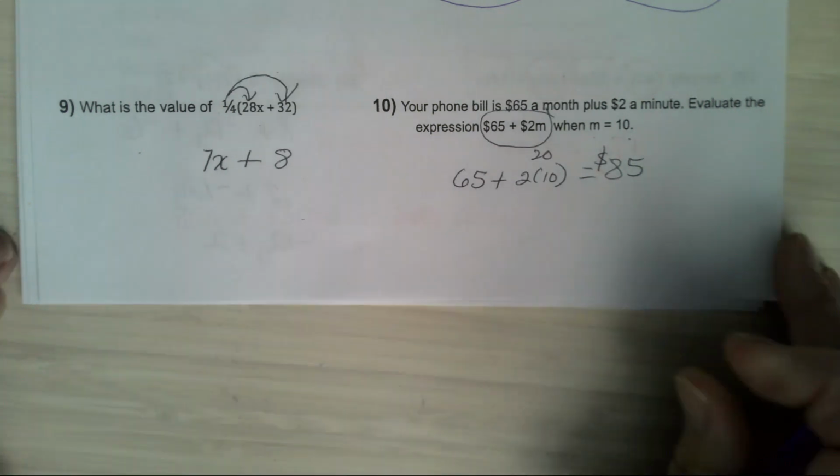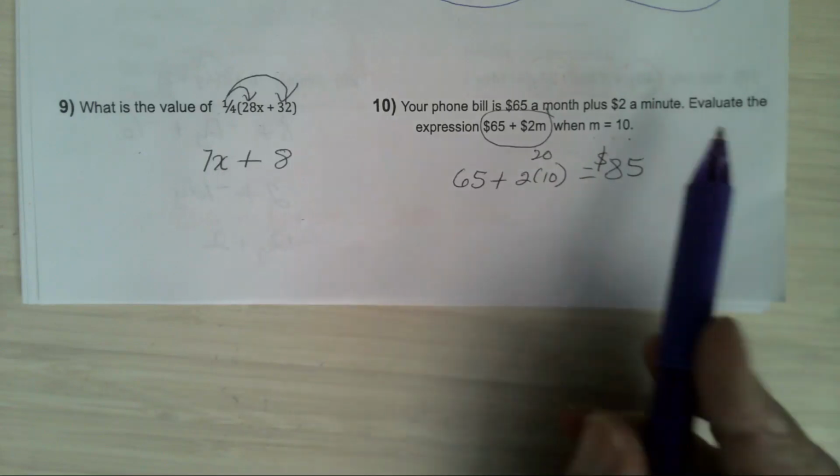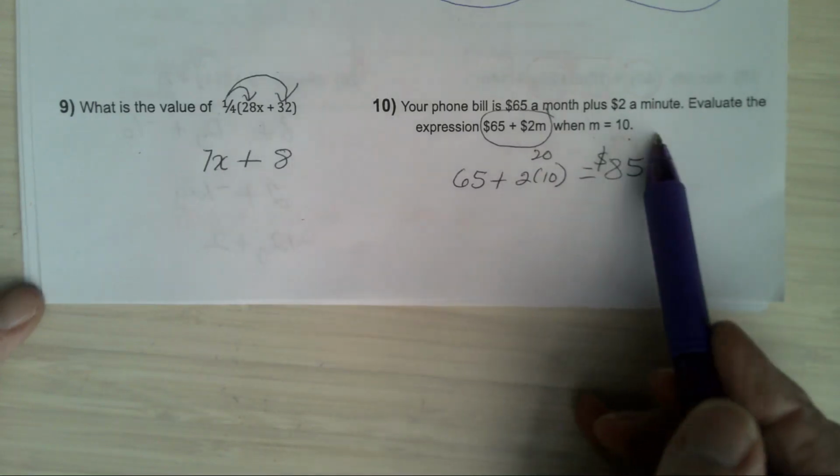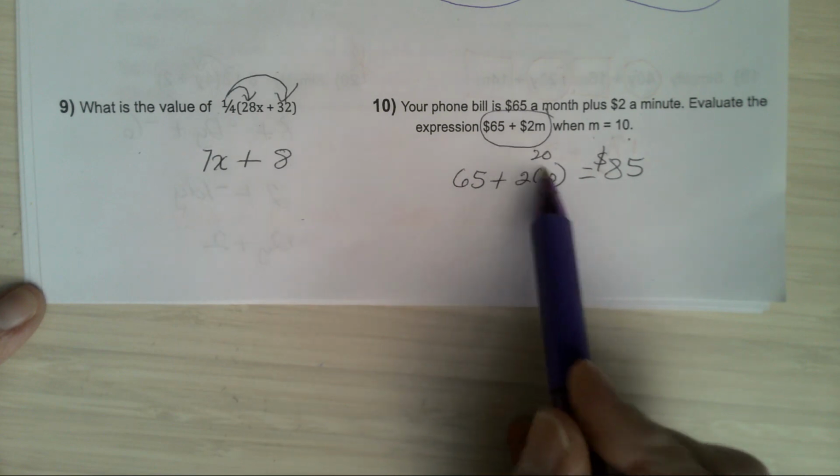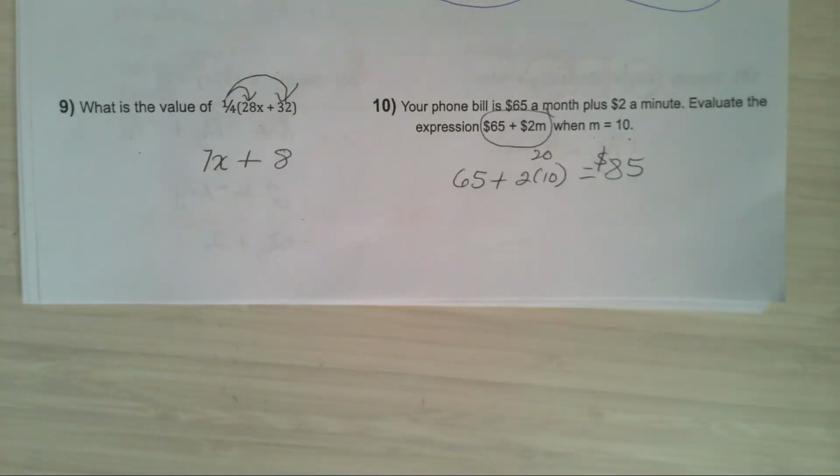In number 10, this one really is pretty easy. You replace m with 10. So 65 plus 2 times 10 is 20, gives you the answer 85. Any questions on the expression side 1? Okay, let's go on to the back side of expressions.